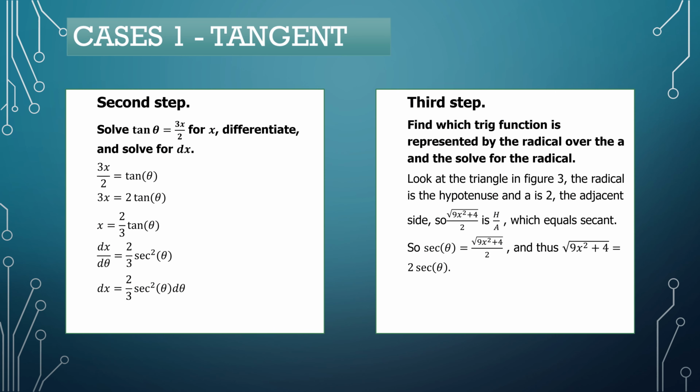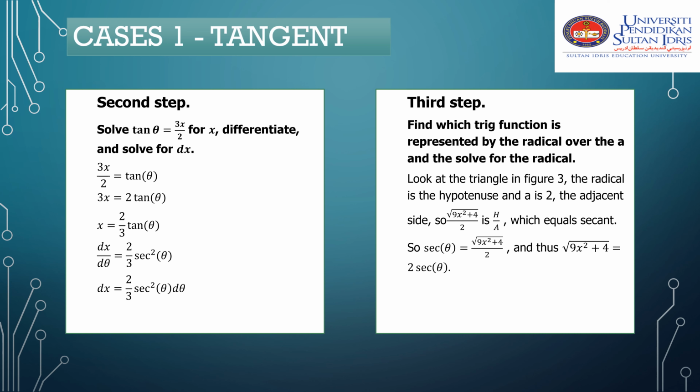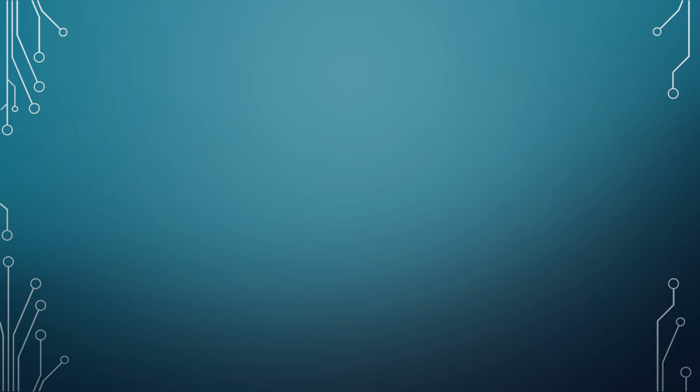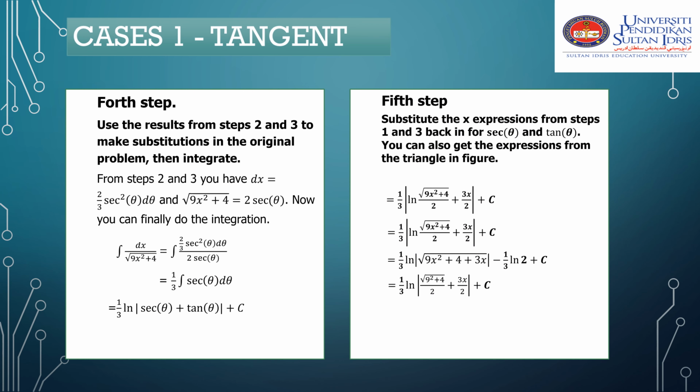For the second step, solve tangent theta equals 3x over 2 for x, differentiate and solve for dx. As you can see, I already solved the problem below here. The third step, you must find which trigonometric function is represented by the radical over the adjacent and solve for the radical. For the fourth step, use the results from steps 2 and 3 to make the substitution in the original problem. Then integrate it.